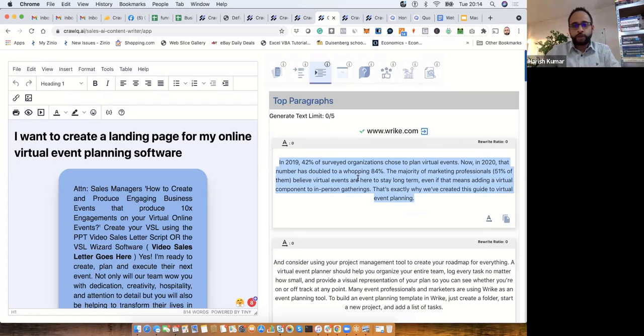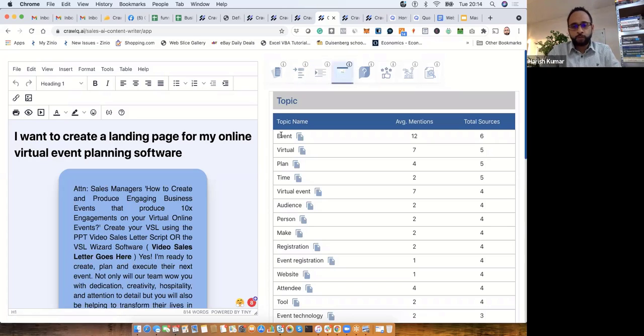You will see more improvement here. But here you see headlines, you will see all the paragraphs, you see all the topics that you must be talking about. These are again not keywords, these are the topics. So event, virtual, plan, time, virtual event, audience, person, registration, event registration, website.